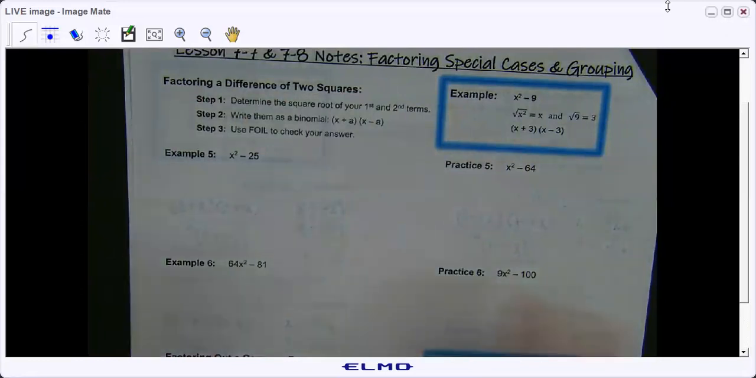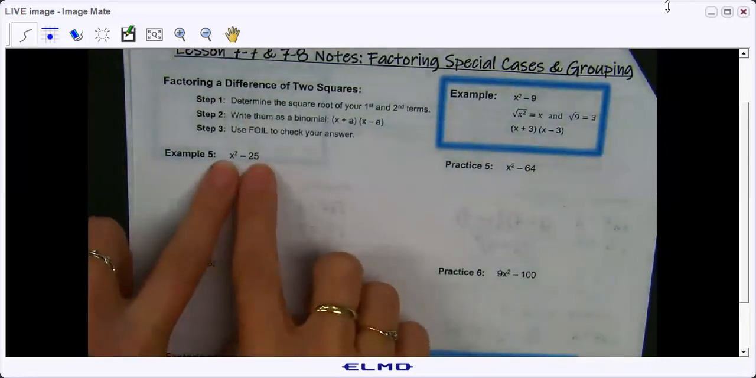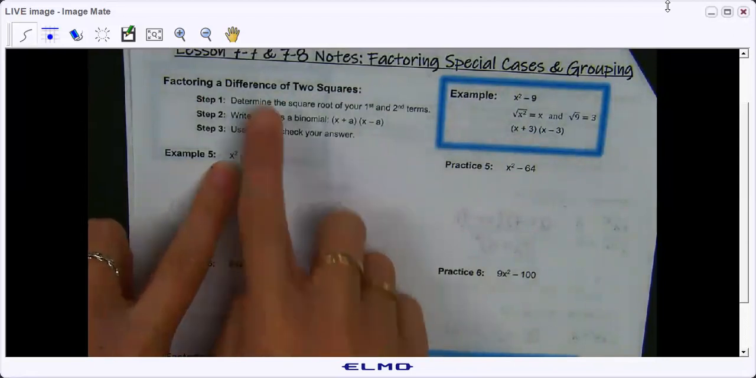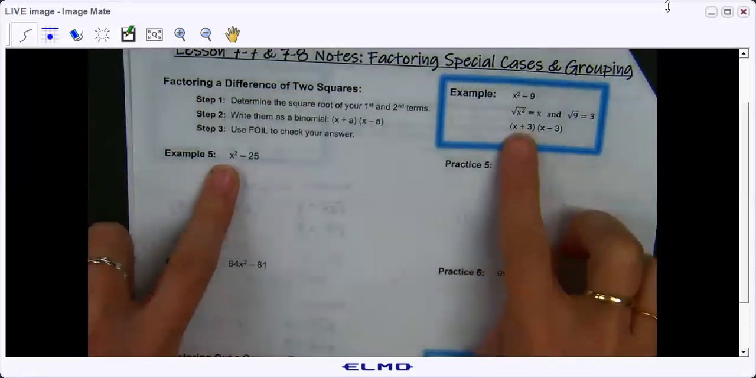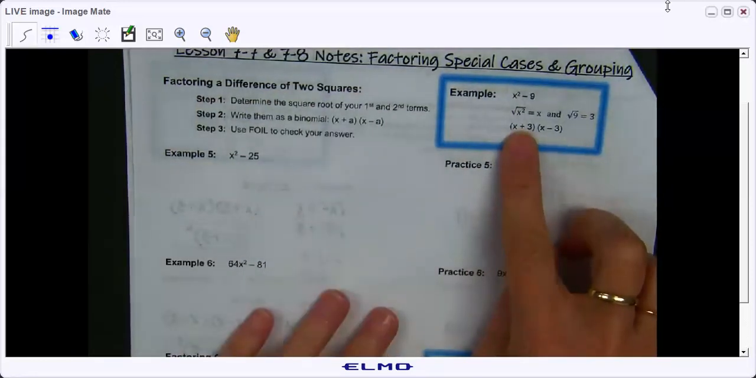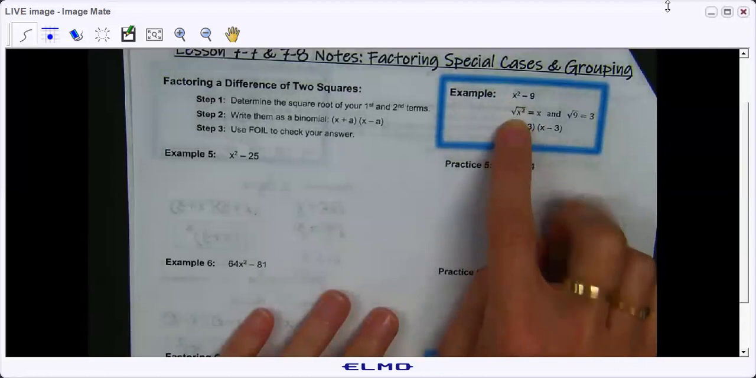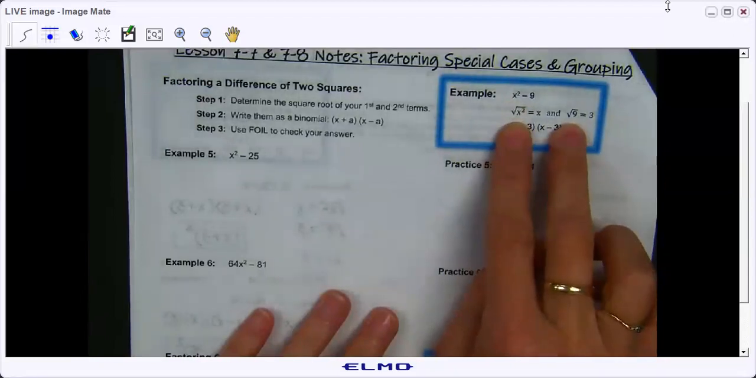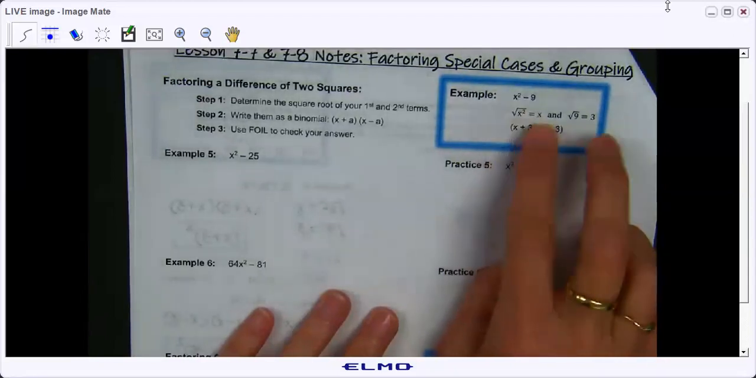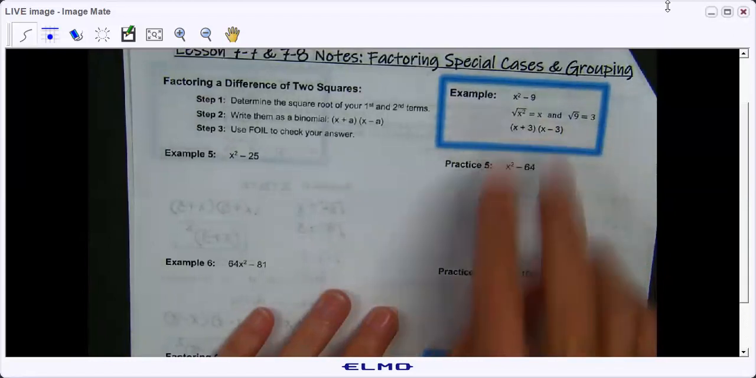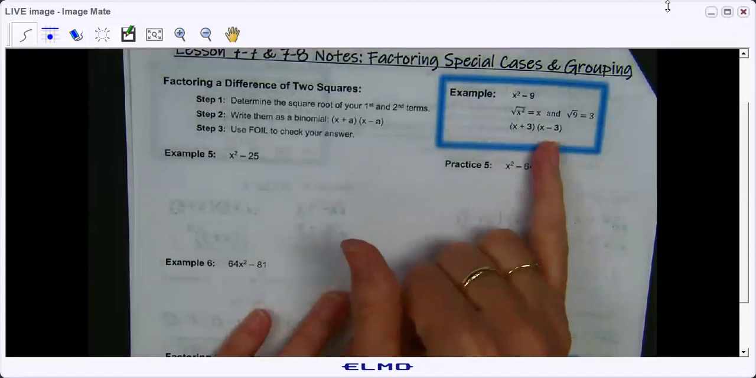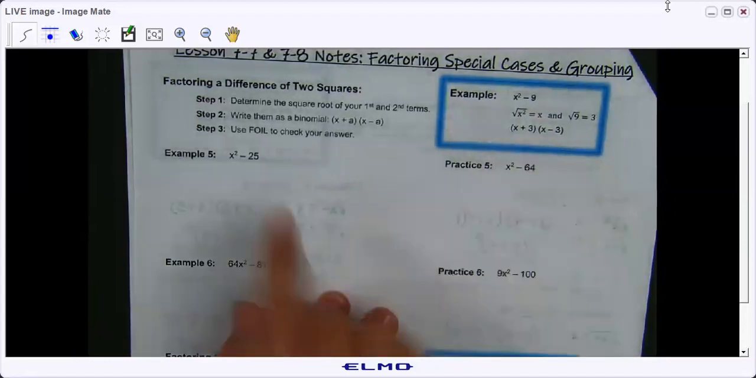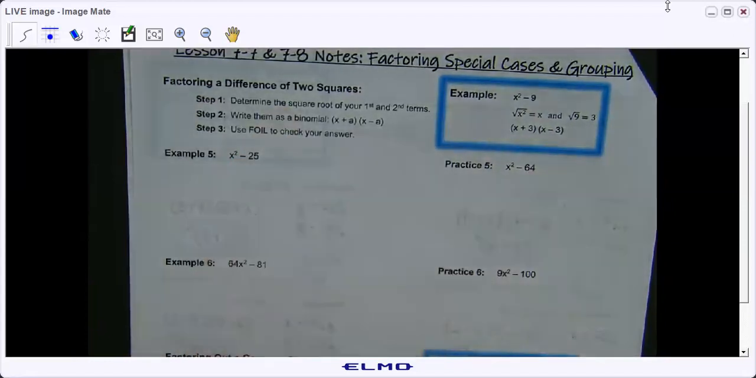Okay, so what we're doing is we're taking 2 perfect squares and we're subtracting them. That's how we get the difference of 2 squares. Okay. Here's an example. We found the square root of our first and second term, and then we put them together. And because it's the difference of 2 squares, one will be positive and one will be negative. Okay, and the step-by-step instructions are up here.